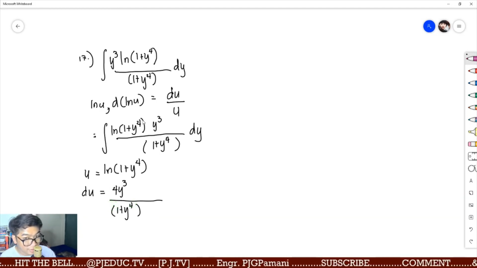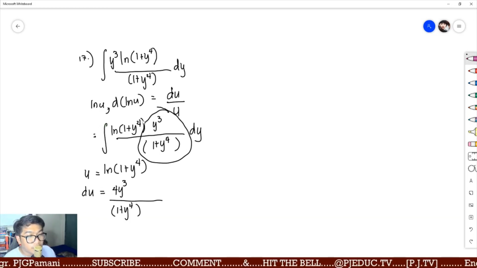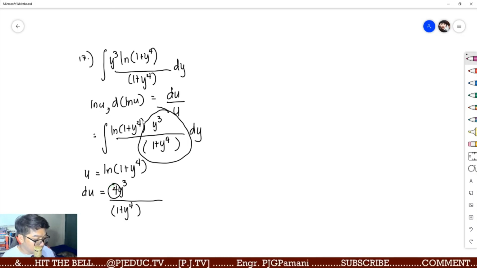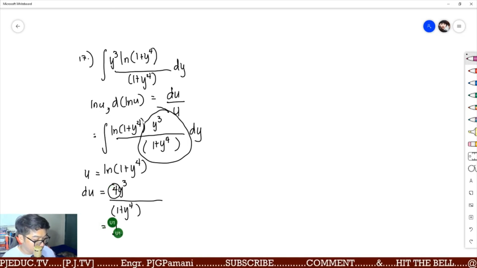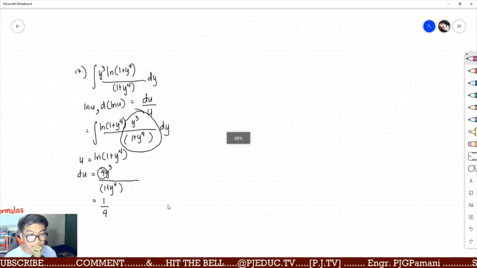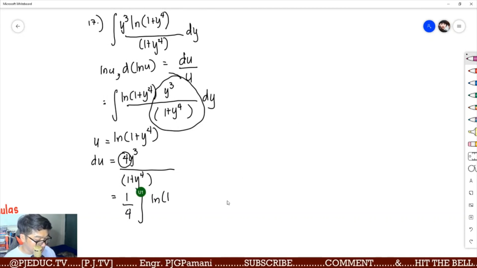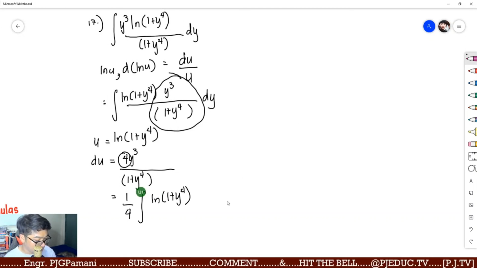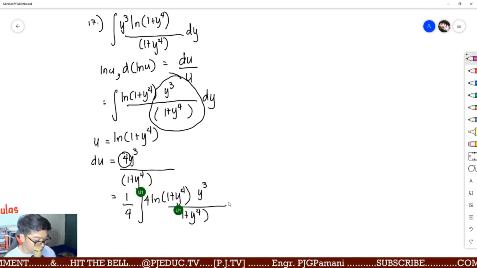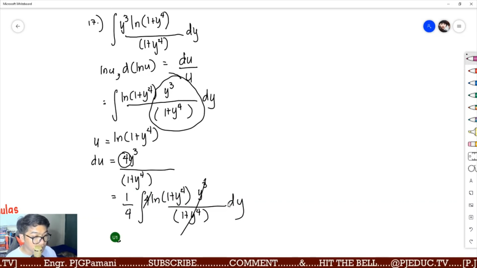But, in the problem, we already have y cubed over 1 plus y raised to the fourth, but not the constant 4. So, we need to introduce a correcting factor of 1/4, for us to cancel that term. So, integrate ln (1 plus y raised to the fourth) of 4y cubed over 1 plus y raised to the fourth dy. Cancel. So, ano yung gagawin natin dyan?